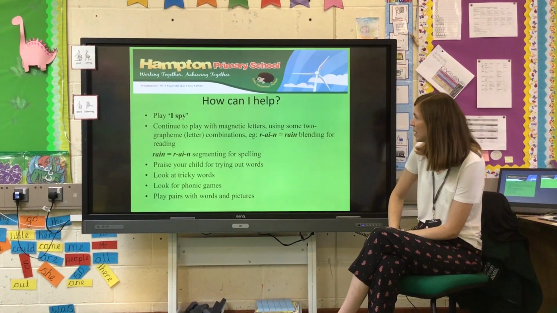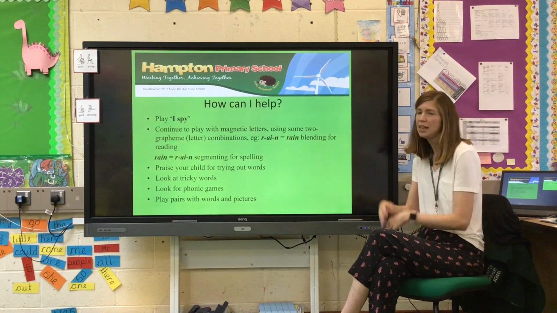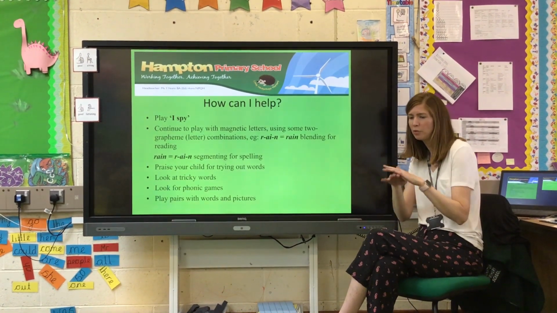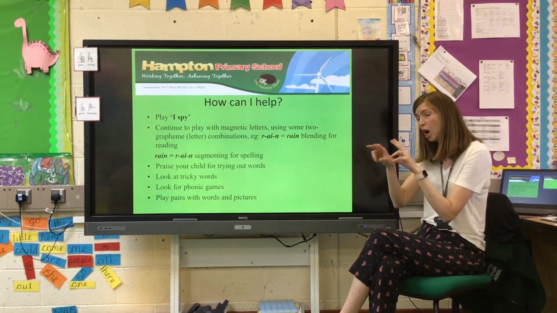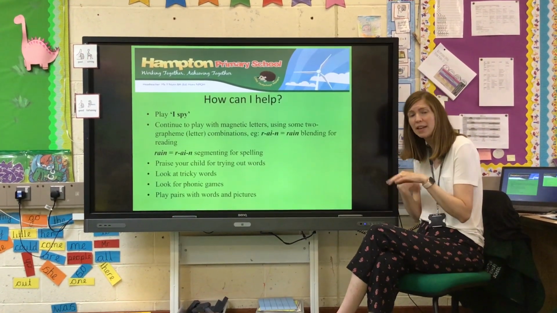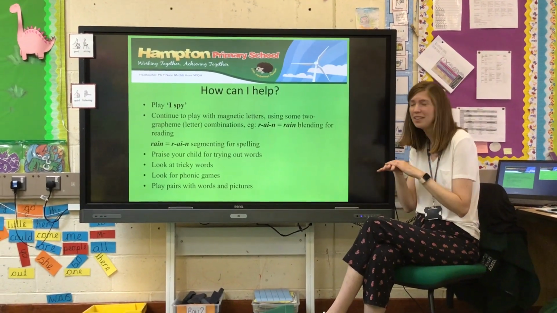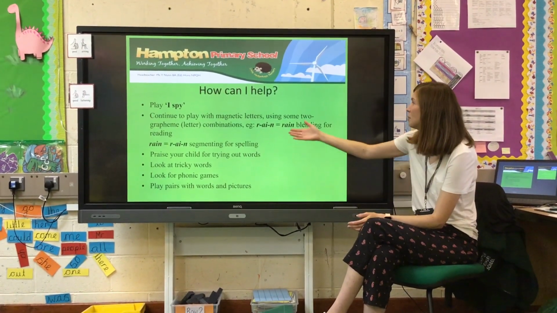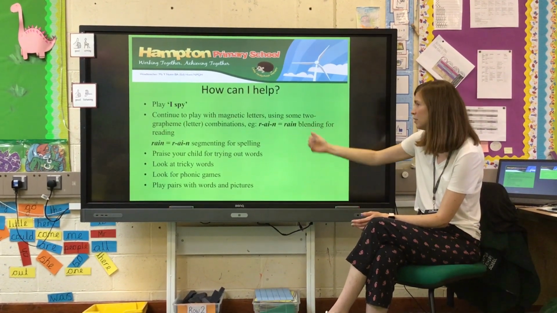So continue playing with magnetic letters, using some graphemes and letter combinations. So get some magnetic letters for your bath, or for a little whiteboard at home, or for the fridge. And you can write your own words and see if your child can sound them out, then they can have a go at making some words too, and also it makes it fun. So you can write maybe the word rain, blending for reading, or segmenting for spelling.